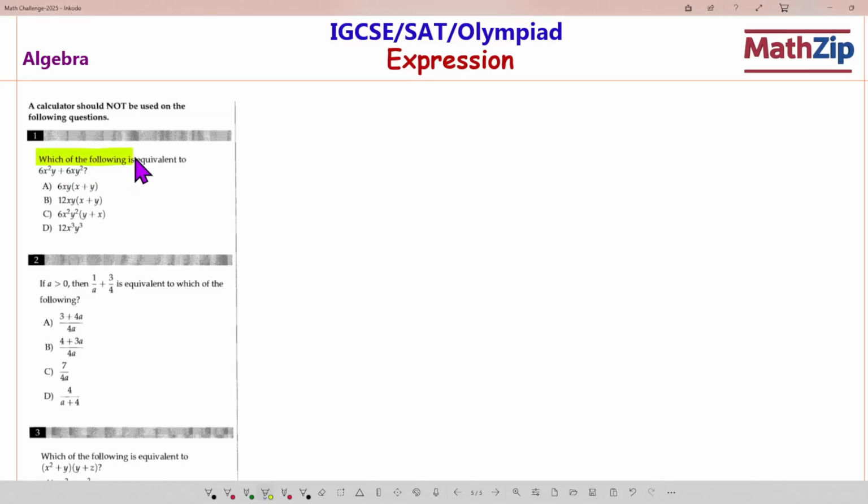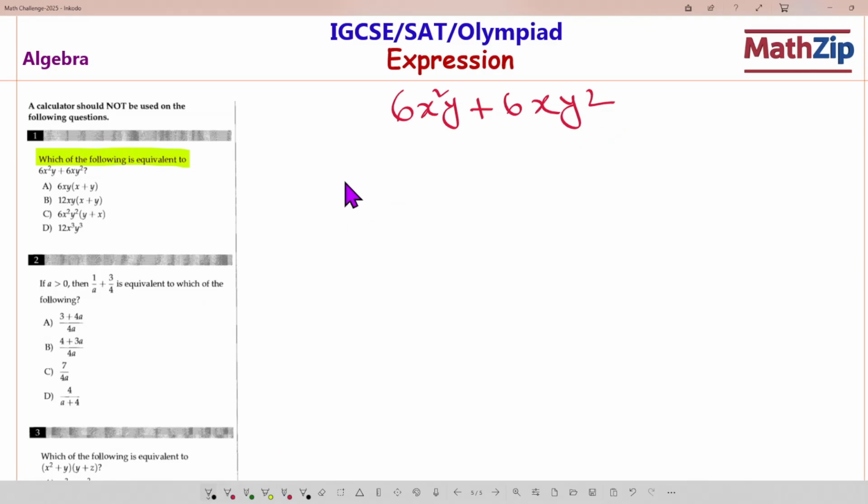Which of the following is equivalent to, we can write the question, 6x²y + 6xy². Here are some options, we have to find out the right one.